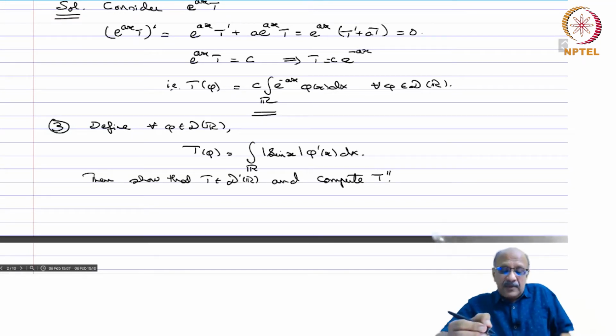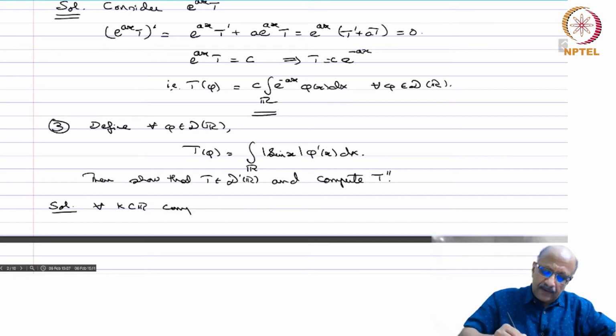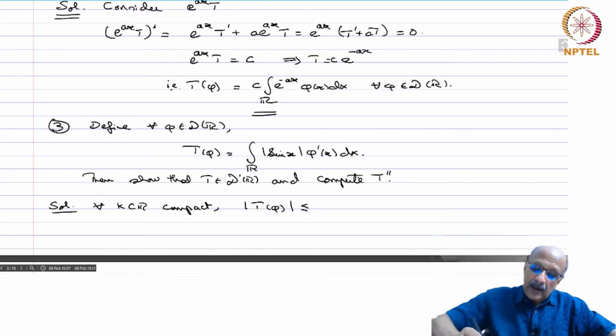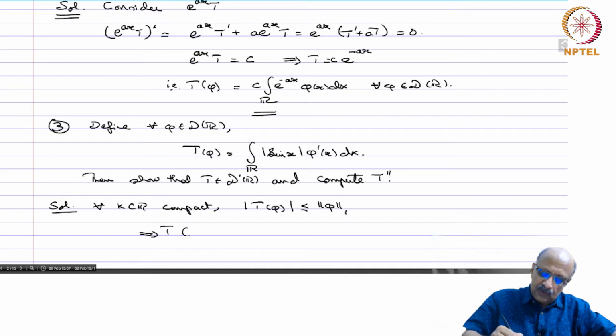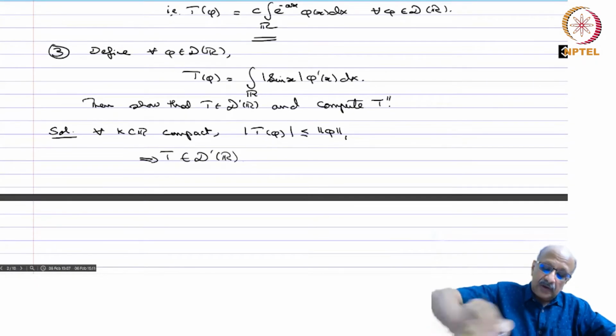Mod sin x is a nice continuous function, it is locally integrable. Therefore, for every compact set K in R, we have the integral of mod T phi is less than or equal to the integral of mod sin x, which is less than or equal to 1, and so you will get the norm of phi in L1. So this implies that T is a distribution, from the other characterization which we saw. So it is a distribution whose order is 1.